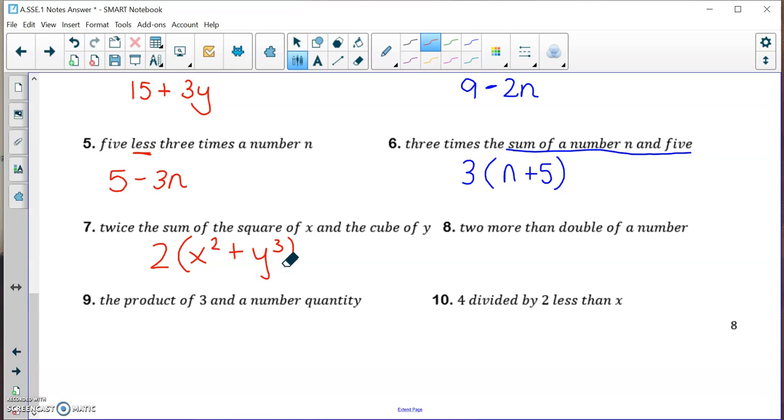All right, number 8, 2 more than. I see the word than, so I'm reversing the order of this statement. I'm first going to do double a number, and it doesn't say what the variable or what number that should be, so I'm going to just use x. If you use a different variable, that's fine. And then more means plus, and then 2 more is plus 2. I need to flip the order because of that word than.